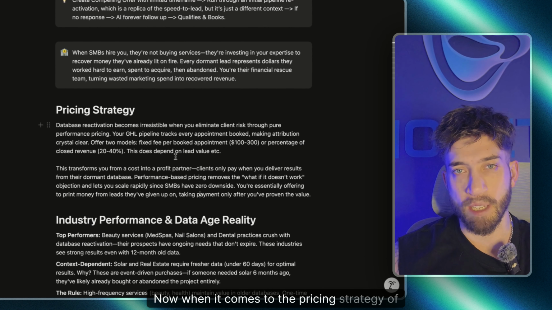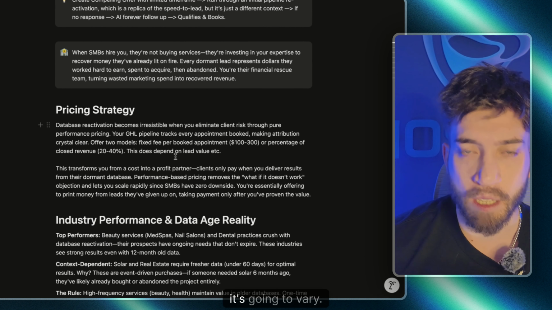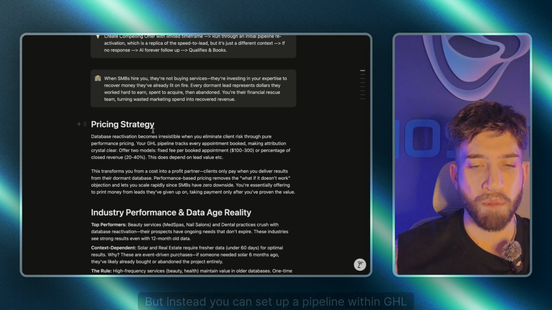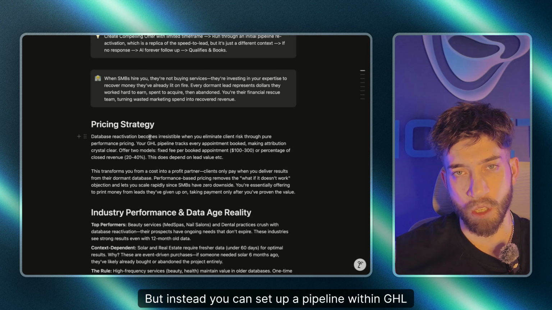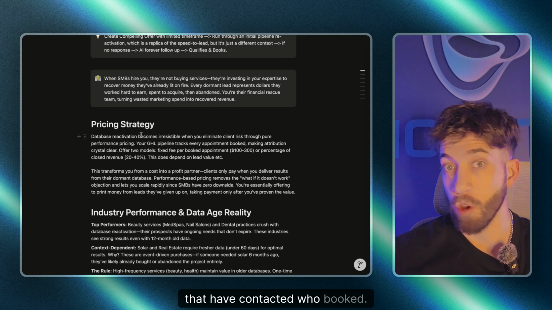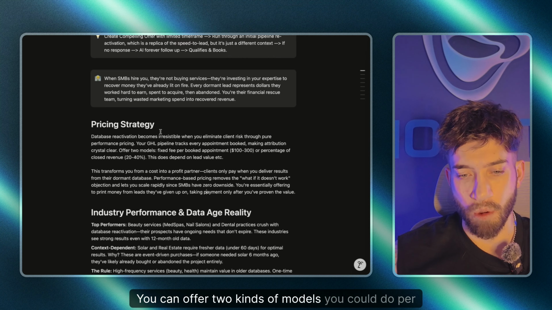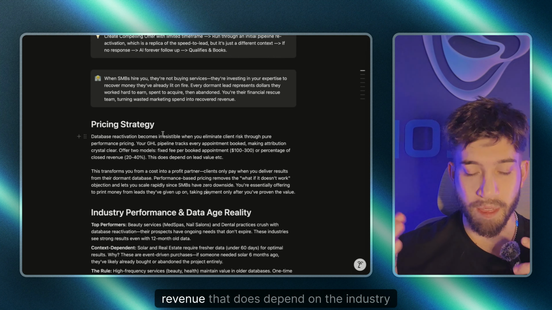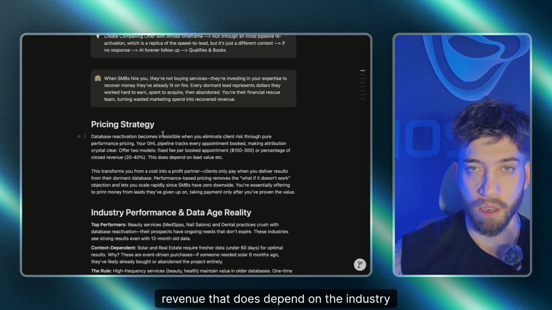Now, when it comes to the pricing strategy of reactivation offers, it's going to vary, because in my opinion, you never really charge per month for that. Instead, you can set up a pipeline within GHL to very clearly see, of the leads contacted, who booked. You can offer two kinds of models: per appointment, or a percentage of closed revenue. That does depend on the industry significantly.